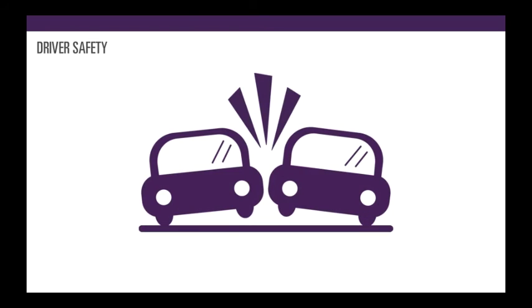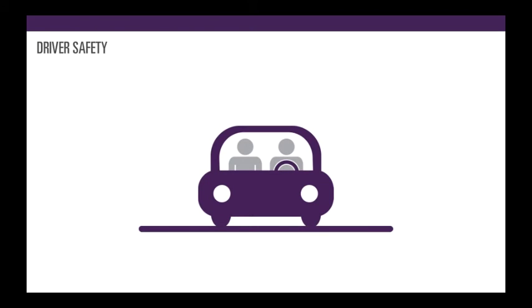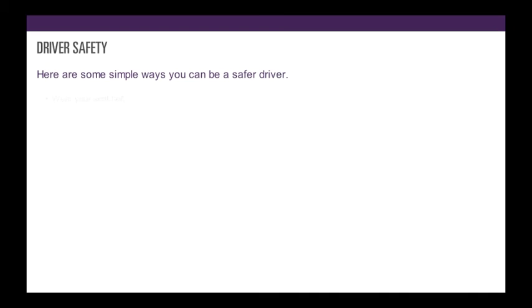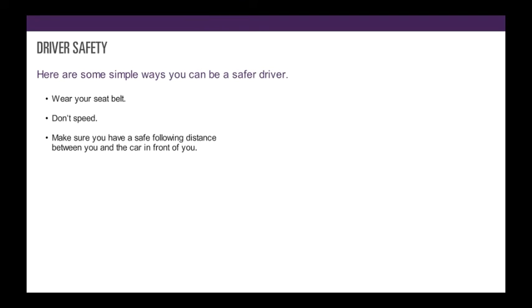Did you know that the #1 cause of workplace fatalities is motor vehicle accidents? It's important to drive safely, whether you're with a consumer or alone in your car. Here are some simple ways you can be a safer driver. Wear your seatbelt. It's the law and it will keep you safer if there's an accident. Don't speed. Many accidents involve excessive speed. Make sure you have a safe following distance between you and the car in front of you.